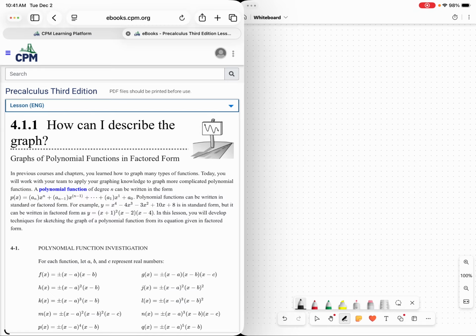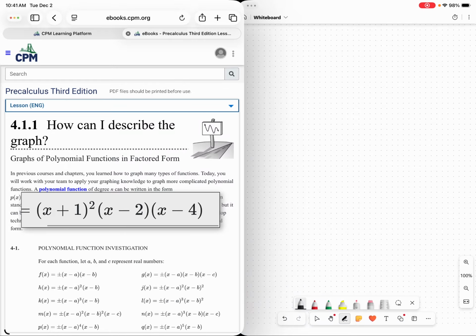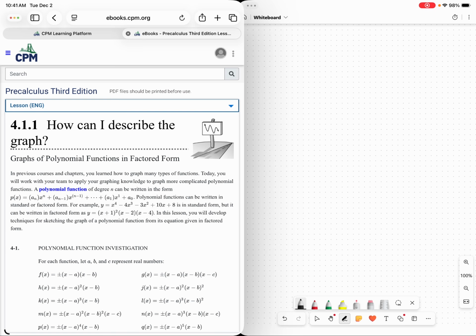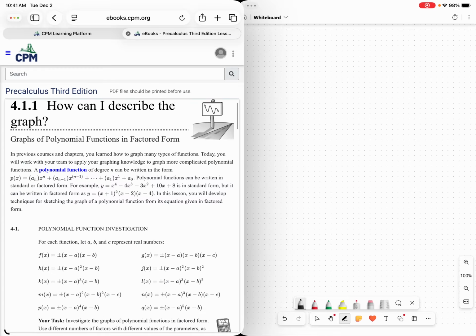But those can also be written in what's called factored form, or your factors here. Those factors help us to find zeros, roots, solutions, all these things. And in this lesson, we're going to develop techniques for sketching the graphs of polynomial functions.